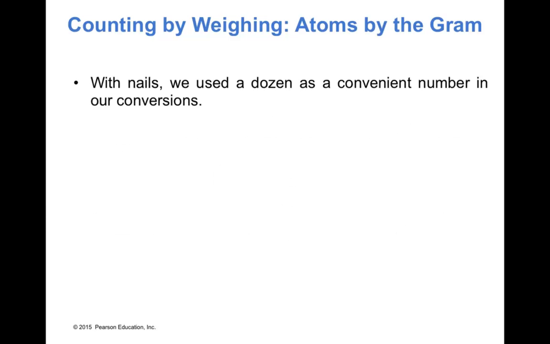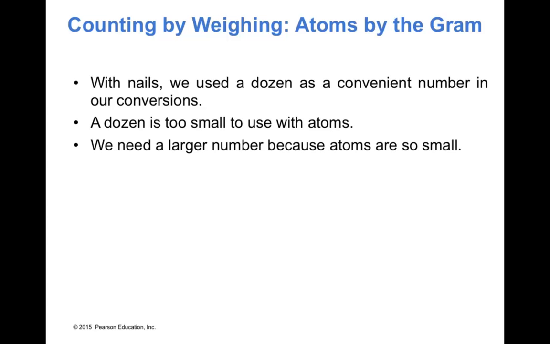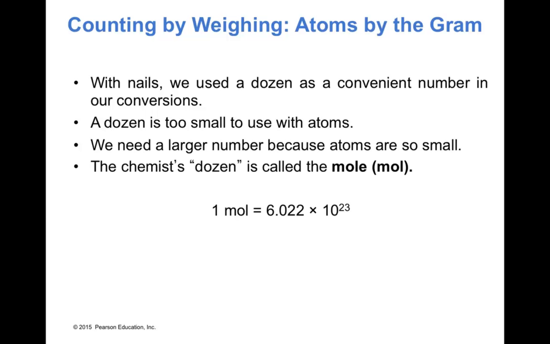With nails, we use 1 dozen as a convenient number in our conversation. 1 dozen is too small to use with atoms. We need a larger number because atoms are so small. We can't use 1 dozen of atoms, because honestly, that's too small as compared with the nails. So for chemists, our dozen is called the mole.